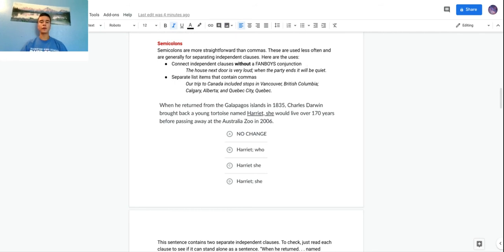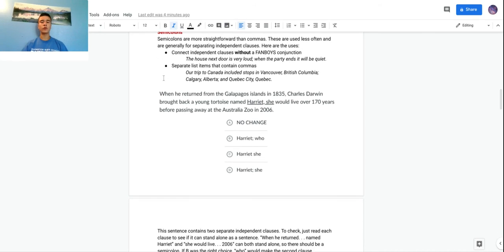If there's a semicolon connecting two independent clauses with a fanboys conjunction, that's not grammatically correct, I guess. You should either take out the fanboys conjunction or put in a comma instead of the semicolon. So this sentence here, the house next door is very loud. Independent clause. When the party ends, it will be quiet. Also an independent clause. And then just linked very easily here by the semicolon.